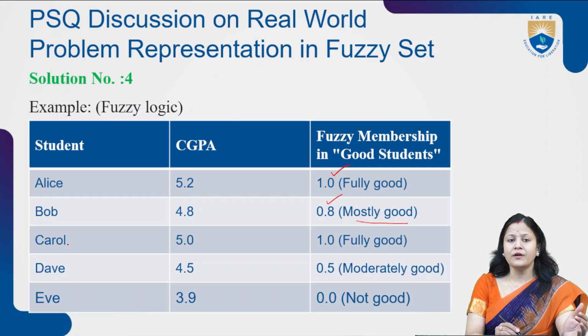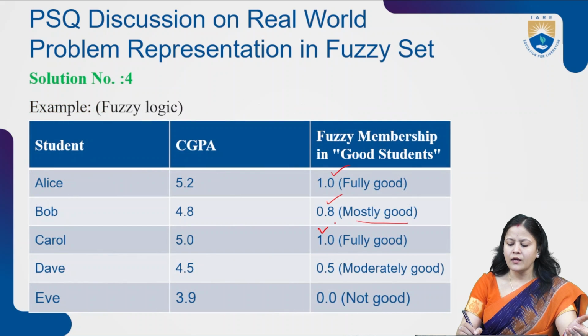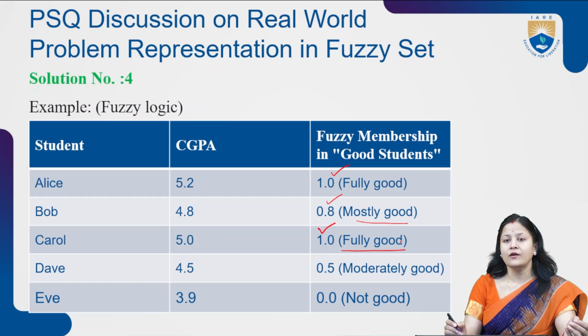Now for the third student, Carol, whose CGPA is 5.0. No need to think, even if you apply 5.0 in this formula, 5.0 minus 4.0 divided by 1.0, we will get the value as 1. That is why here also we are getting the membership value as 1, which in linguistic format we can tell is fully good. Okay, here also fully good, here mostly good.